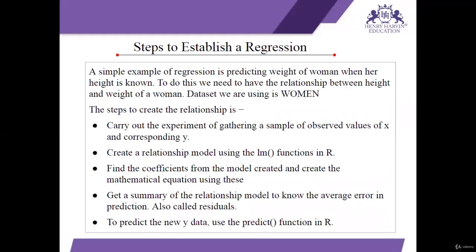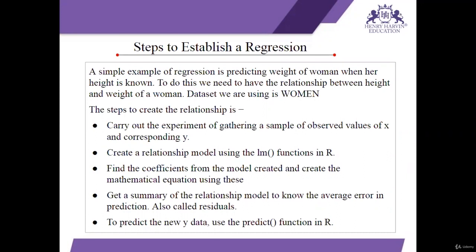For example, how can we establish a regression? It is very simple. Let's take a simple example of weight and height of a woman. Whenever we are creating a function or a model to establish a regression model, we need a dependent variable and an independent variable. When we are talking about simple linear regression, it means there is only one independent variable by which we are going to find the value of our dependent variable.